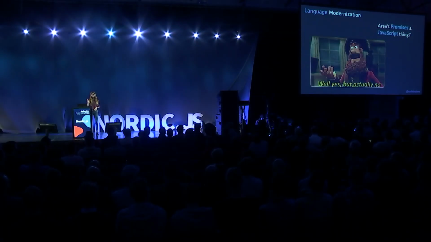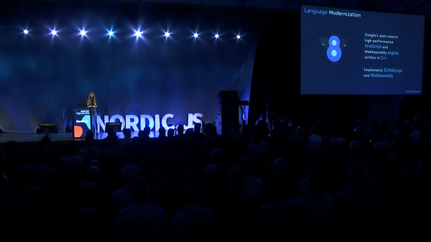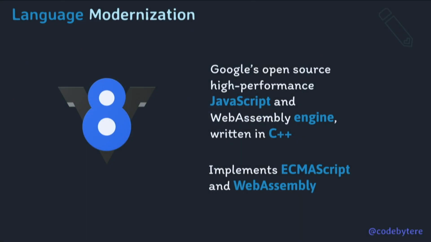We actually chose to do it natively. And I see some of you already look a little bit sketched out. Aren't promises a JavaScript thing? So yes, but also kind of no. To do this, we used an engine called V8, which Google wrote for Google Chrome. It implements the same specification as JavaScript, but in C++.